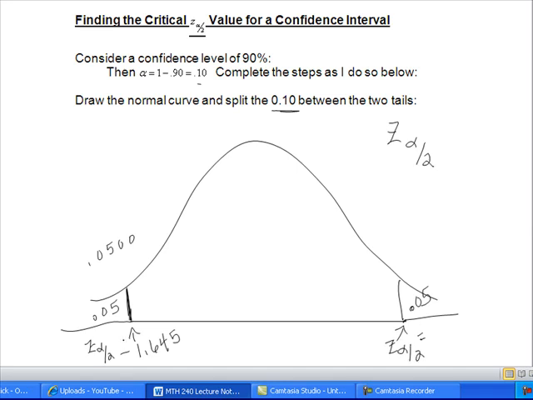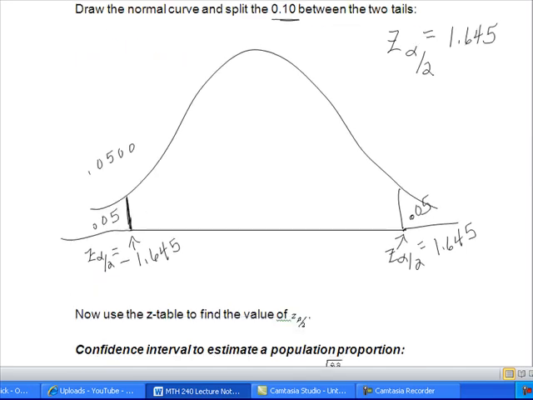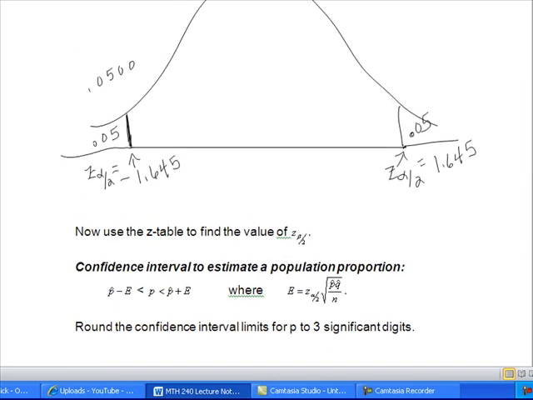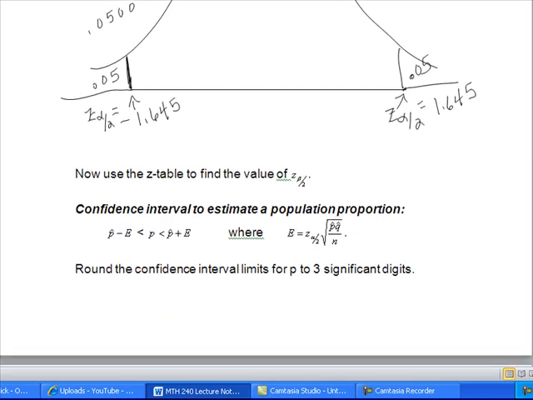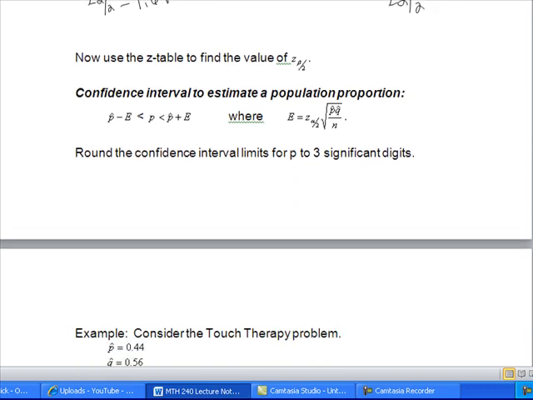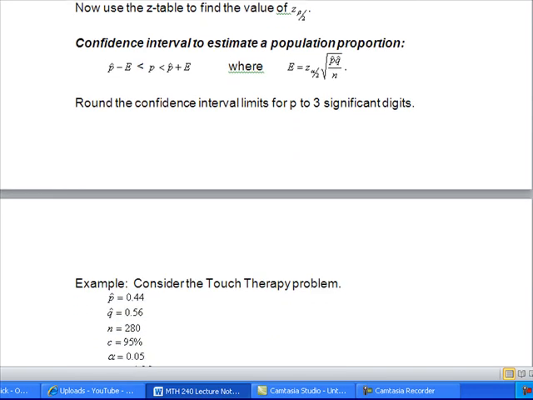All right, so the next thing we do is we figure out what we call the margin of error E. And we have a formula for calculating E. It's E is equal to the z sub alpha over 2, again determined by the confidence level, times the square root of p hat q hat over n. So we want to round to 3 significant digits.